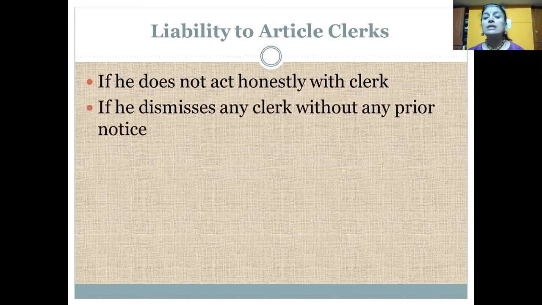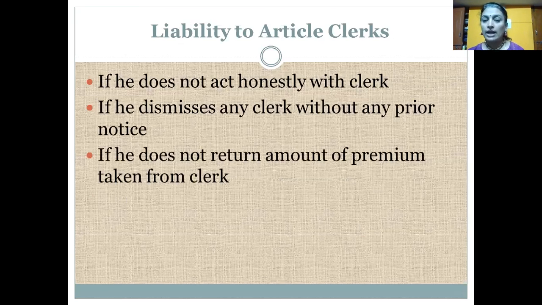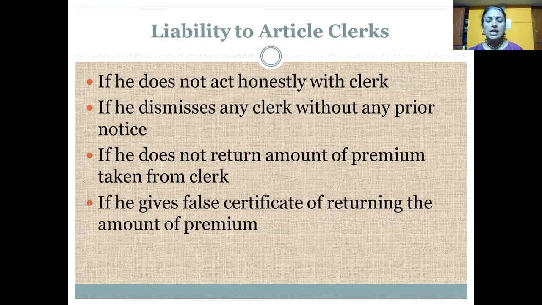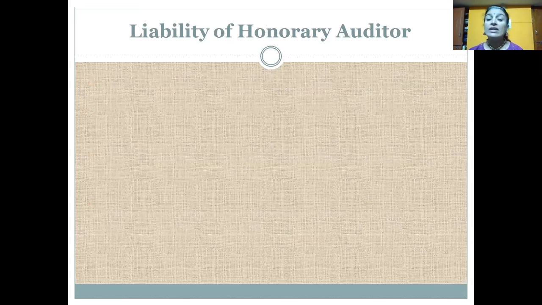And how about the article clerks? They are working under the auditor. They are the clerks, the assistants of the auditor. If he does not act honestly with the clerk, it is his liability. If he dismisses any clerk without prior notice, it is also a liability. If he does not return the amount of premium taken from the clerk, it is an offense. If he gives a false certificate of returning the premium, even then it is an offense. So even the article clerks can hold the auditor responsible.